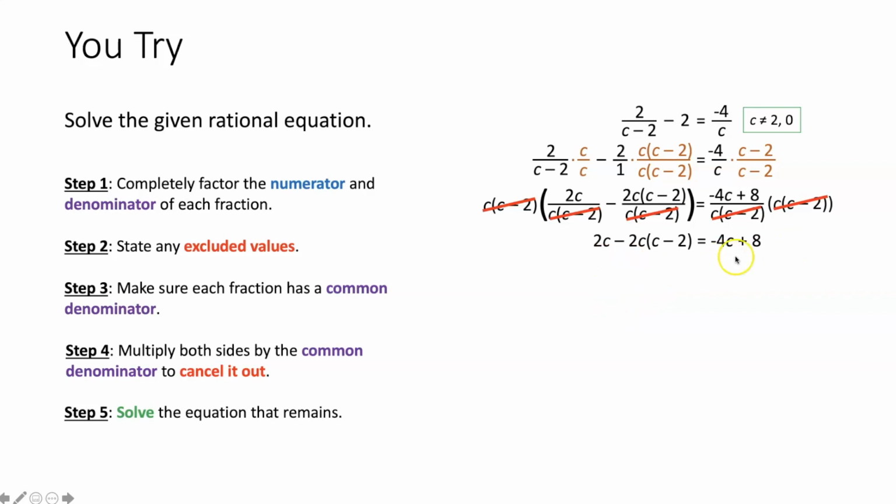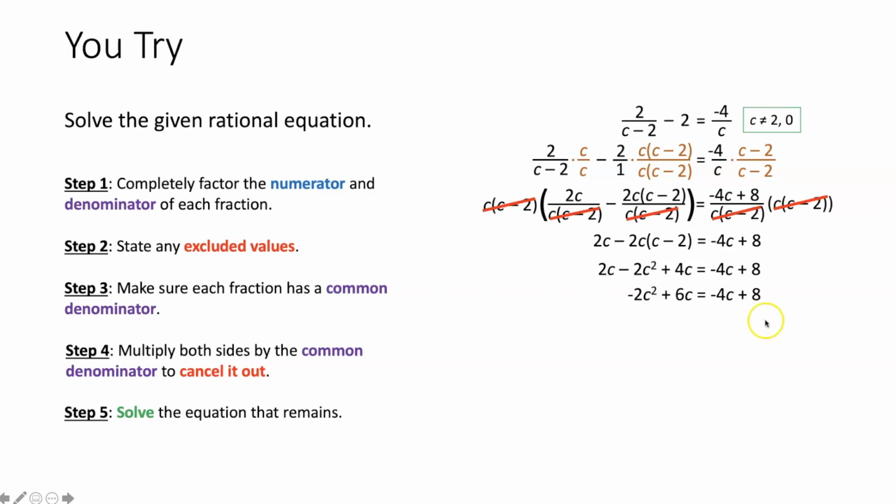So how do I solve this for c? Well, first, let's simplify. Here, I'm going to distribute this negative 2c to our c and to the negative 2, and I end up getting this right here. Now I can combine like terms. 2c plus 4c is going to give us 6c over here. And notice we have a c squared term, a c term, and a constant.